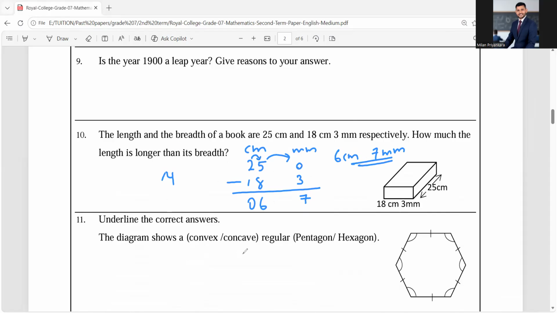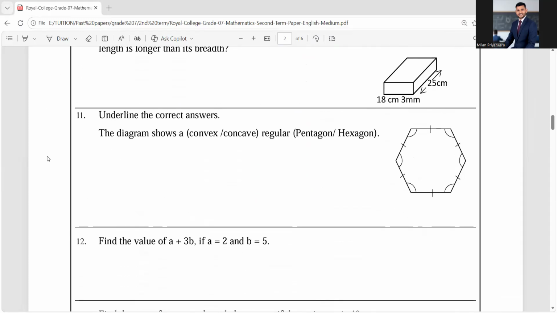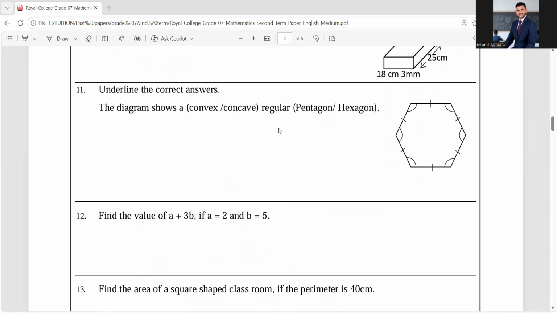Underline the correct answers on the 11th question. The diagram shows a convex or concave, regular, pentagon or hexagon. Is it convex or concave? If it is concave, there must be at least one internal reflex angle, just like this. See now, this is a reflex angle, right? But here you don't have reflex angles. Therefore, it is convex.